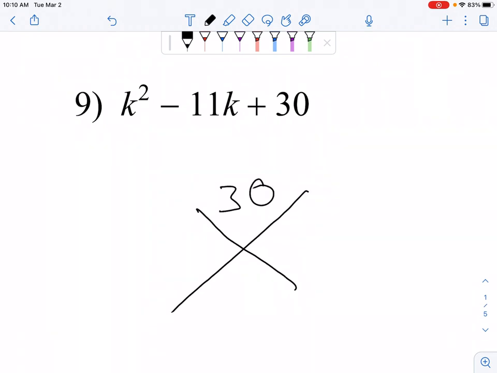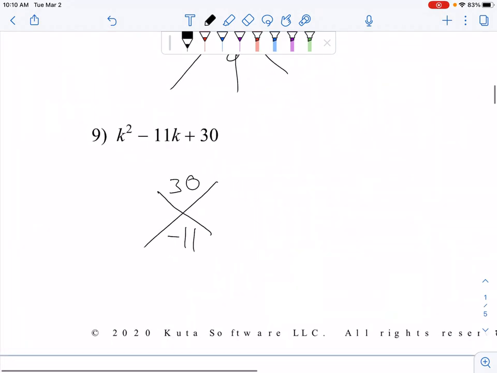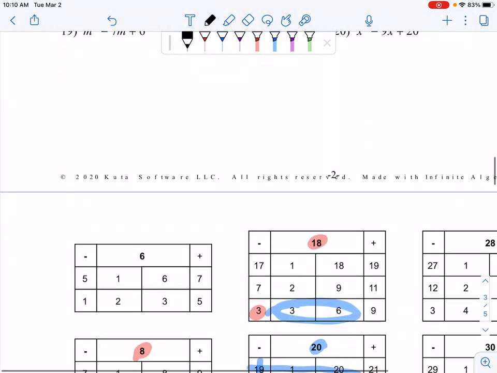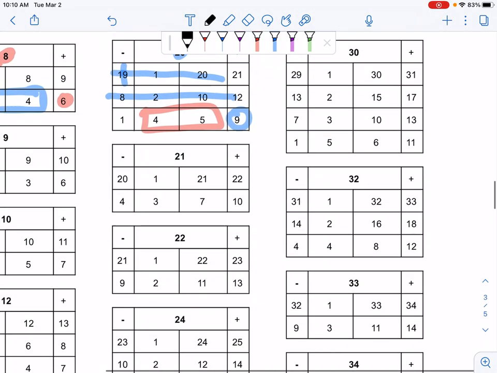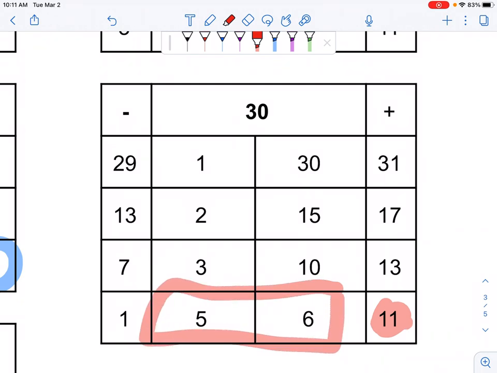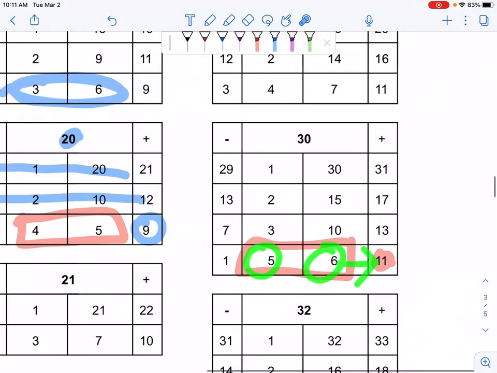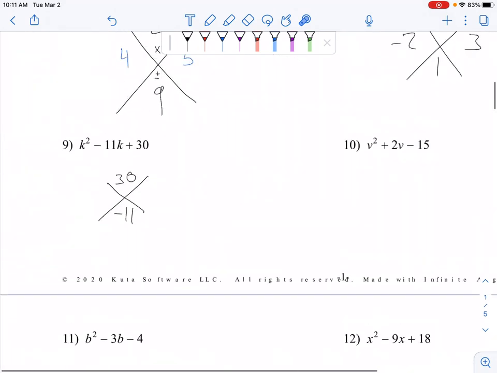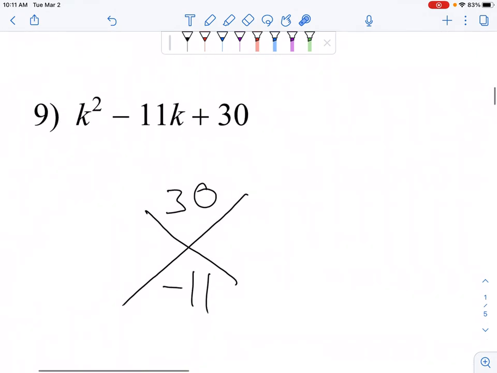30 and negative 11. Ooh, I like this one. 30 and negative 11. So I'm going to jump down to my chart for 30 just to show you again how the chart works. I'm looking for 11. Here's my 11 right here. So 5 and 6 are my combo. Those are my numbers. And in order to get to 11, they have to have the same signs. So if I'm looking for negative 11 here, I'm going to want a negative 5 and a negative 6.